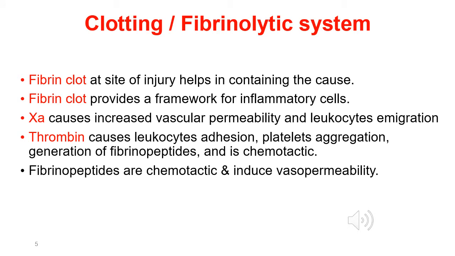So to summarize the importance of the clotting fibrinolytic system in inflammation, we see that the fibrin clot at the site of injury will help in containing the cause. Fibrin clot also will provide a framework for inflammatory cells. Now, factor 10A will cause increased vascular permeability and leukocyte immigration, whereas thrombin will cause leukocyte adhesion, platelet aggregation, and generation of fibrinopeptides, and is regarded as chemotactic. The fibrinopeptides are chemotactic and also induce vasopermeability. So all of these products of coagulation play important roles in inflammation, which includes the fibrin clot, factor 10A, and thrombin.